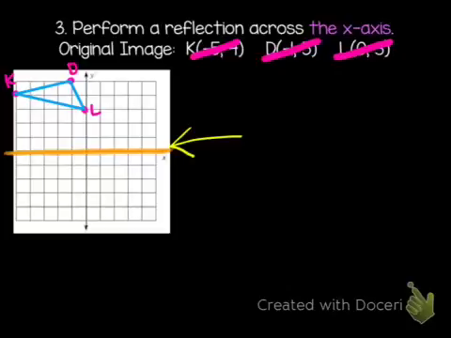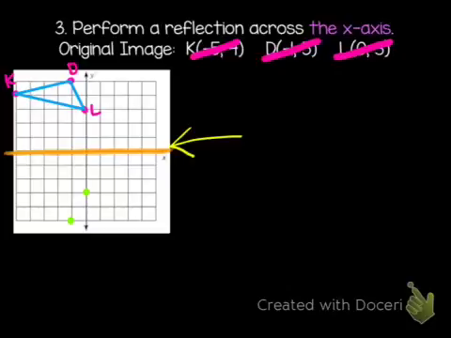So let's start with L. We can see that L is 3 above our x-axis. So the reflection of L is actually going to be 3 below the x-axis. Okay, and now we're going to look at D. So the original D is 5 above your x-axis. So D's reflection is going to be 5 below your x-axis, and that's a little bit off the line, as is that. And then finally K.